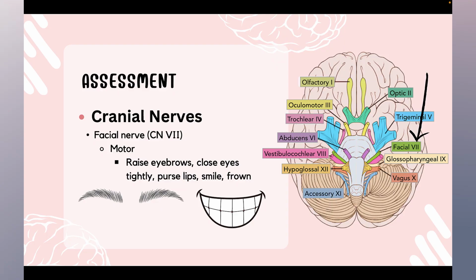The next one is cranial nerve 7, which is known as the facial nerve. It only has a motor component to it, and it has to do with how we move all the structures on our face. So it's pretty easy to test.